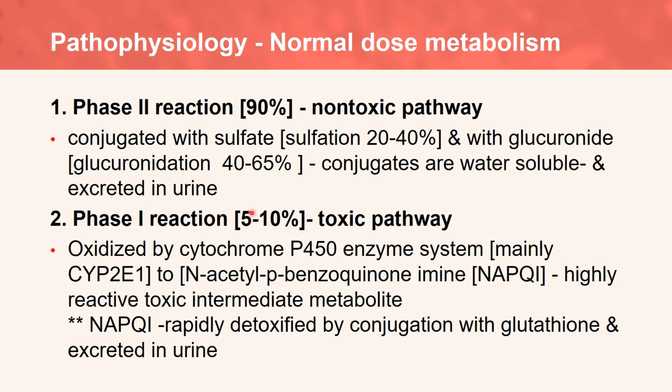Whereas in 5 to 10% of cases, they have phase 1 reaction. This is the toxic pathway. Here the paracetamol is oxidized by the cytochrome P450 enzyme system, mainly by CYP2E1, to N-acetyl-p-benzoquinone imine, shortly known as NAPQI, and this is a highly reactive toxic intermediate metabolite which causes damage to the organs, especially the liver. NAPQI is rapidly detoxified by conjugation with glutathione and excreted in the urine in the normal condition.